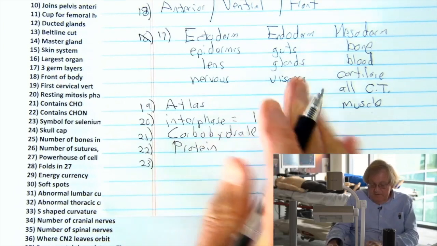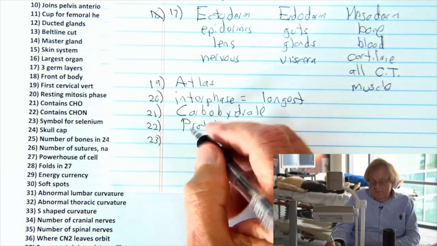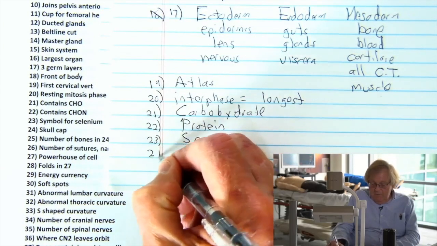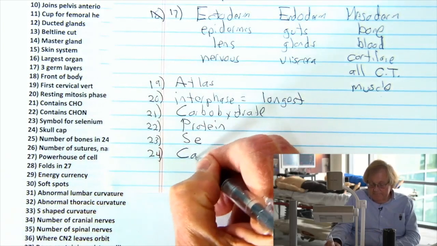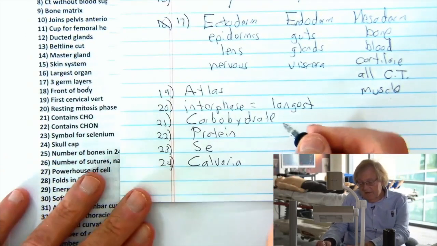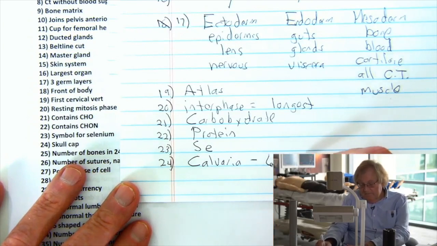23 says the symbol for selenium. Selenium is a trace element, so that's Se. 24, skull cap, that's the calvaria. You want to remember that the calvaria is made out of bones and sutures. You're going to have 6 bones, and you're going to have 5 sutures.